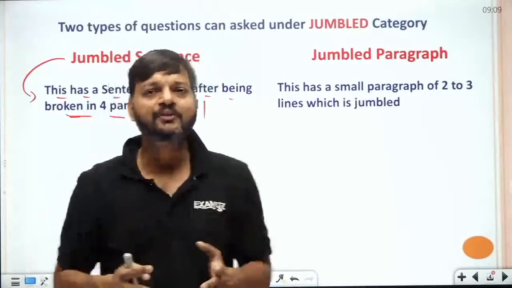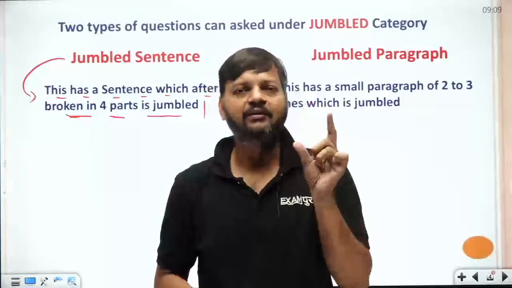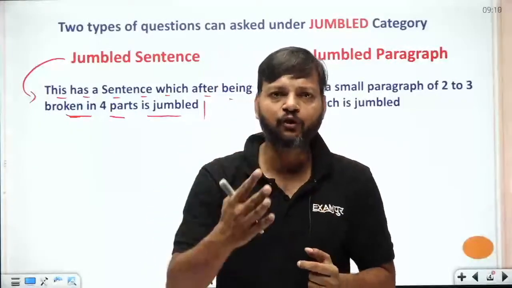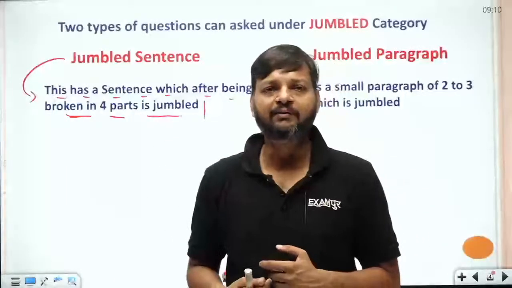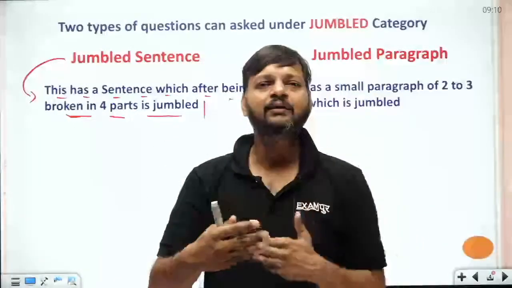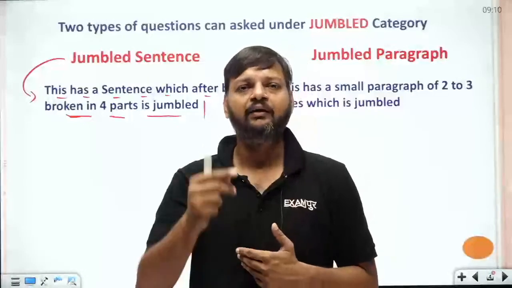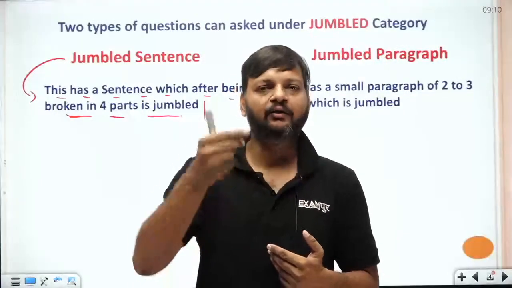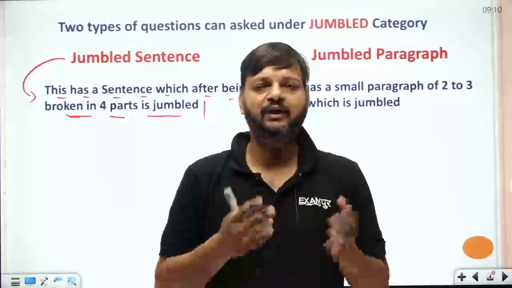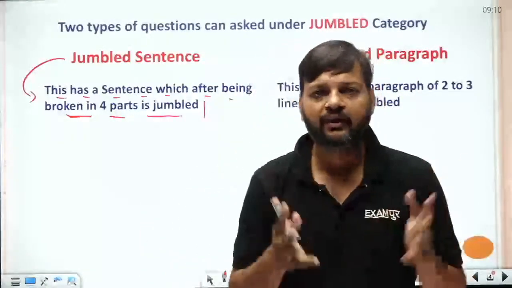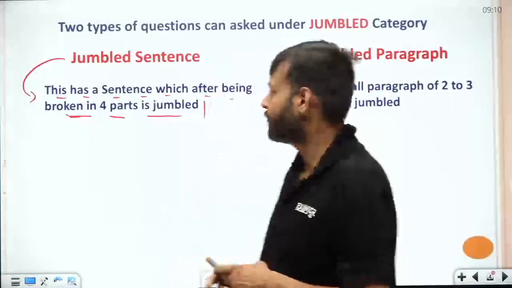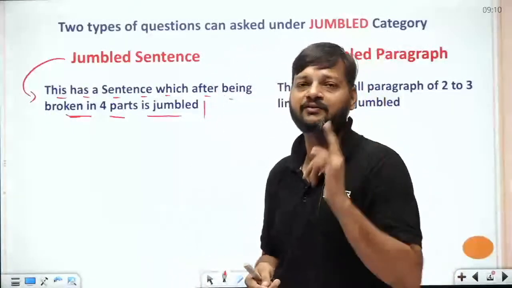So in sentence jumble, a sentence has been broken into 4 parts and then jumbled. Jumbled means its order has been changed. Like the mid part will be put first, the end part will be put in the middle, and you will have to arrange all these parts of a sentence. So jumbled sentence is actually a sentence.